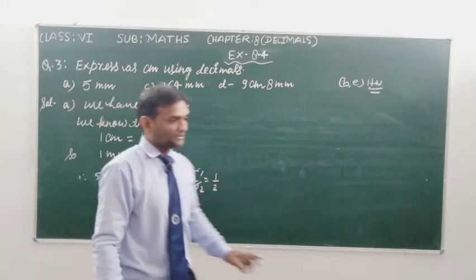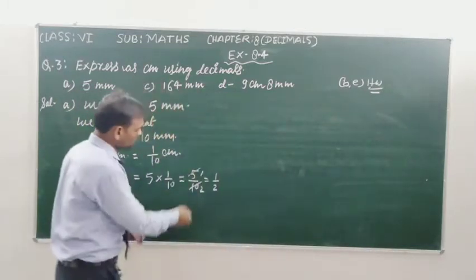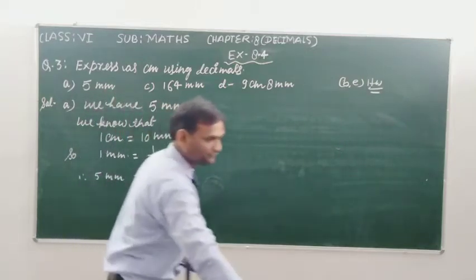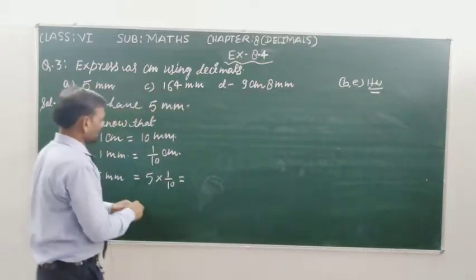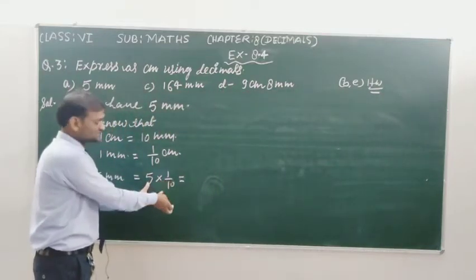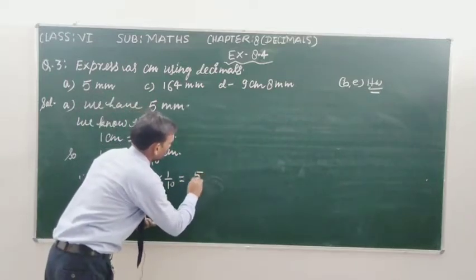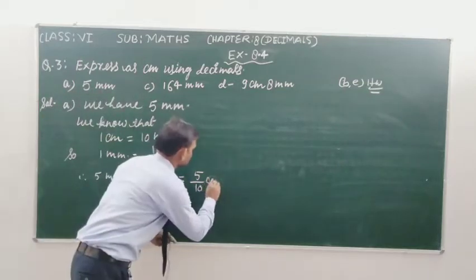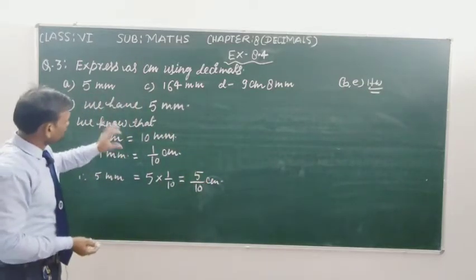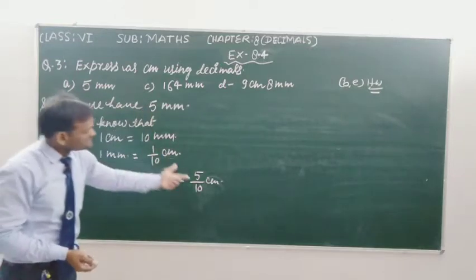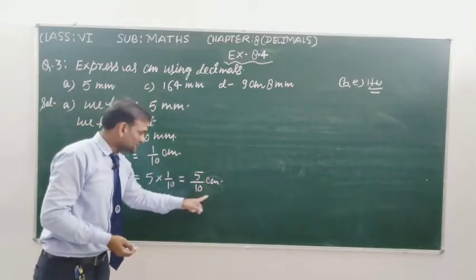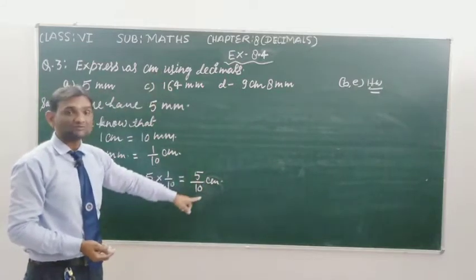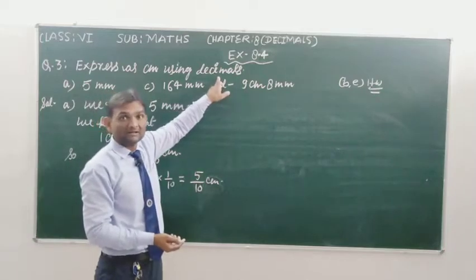But student, you do not need to make the simplest form here. You will multiply in the first step, 5 and 10. This is centimeter. Now you have converted 5 millimeter in centimeter, but you are writing your answer in fraction form. But the question is saying don't write your answer in fraction form. Write in decimal.